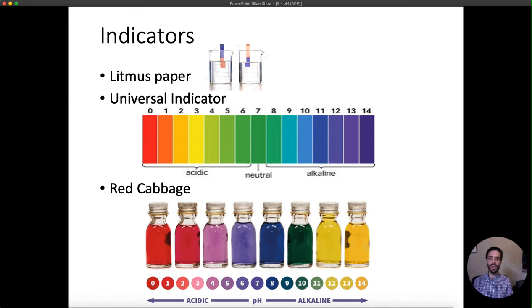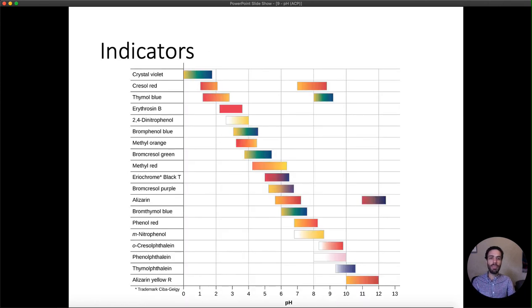Red cabbage juice, that we've also seen before, is also a pH indicator. It changes color depending on the pH. There are many pH indicators, and this chart shows you many of the examples and the color changes that happen at different pH values. The details of this are not important, but you should know that there are many different pH indicators that all change color to tell you whether the pH is higher than something or lower than something.